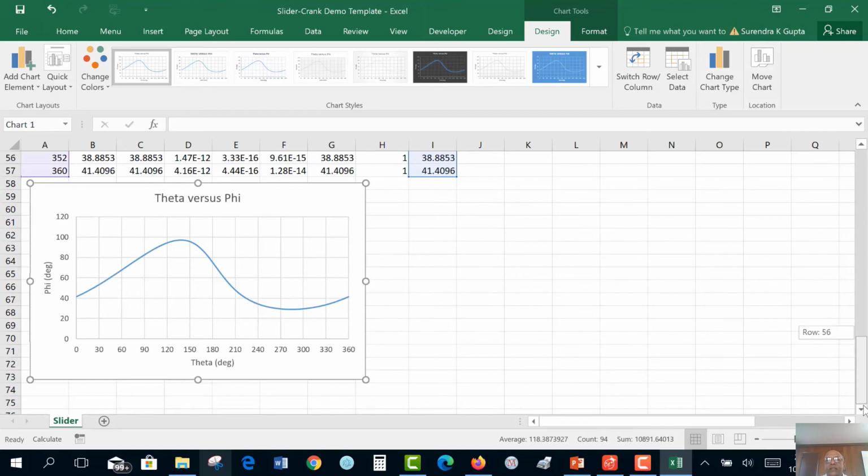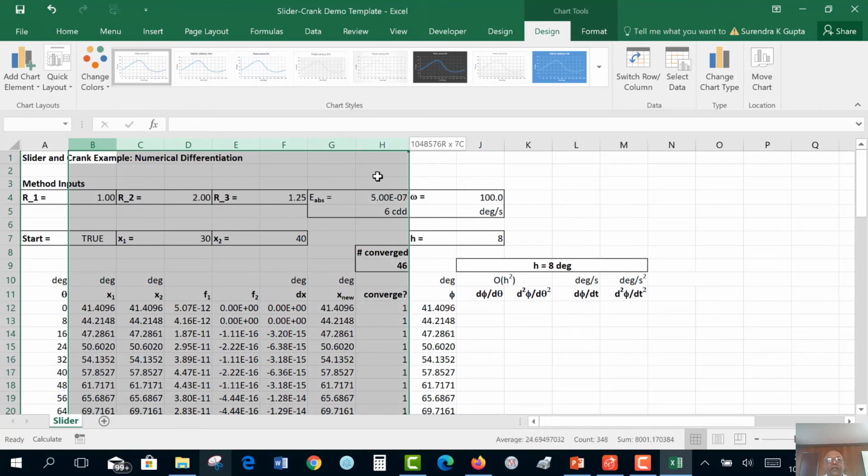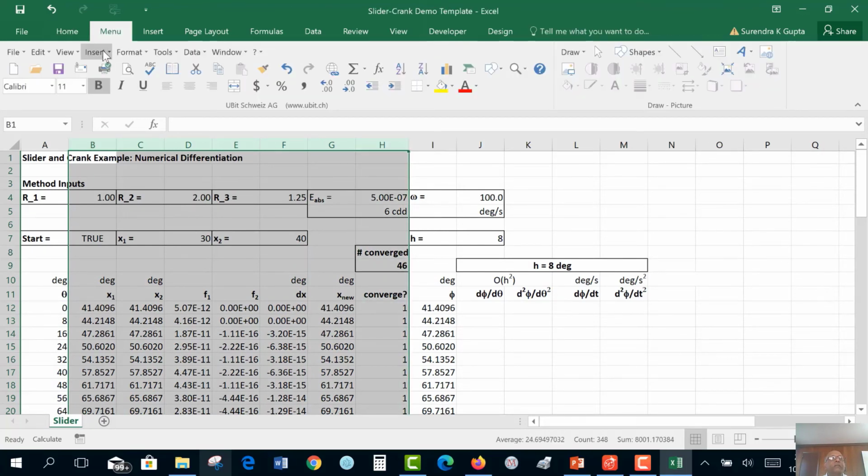Okay, so notice it's a slider crank mechanism. It only goes from 40 to about 100, back to about 30 and 40. So it just rocks as theta rotates 0 to 360 degrees. Okay. So we are going to hide all of these columns because we have done the parametric study.